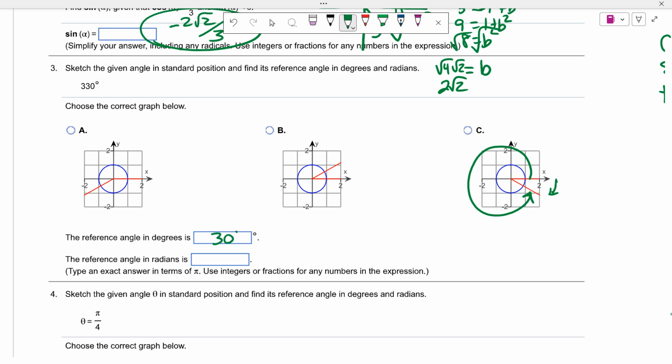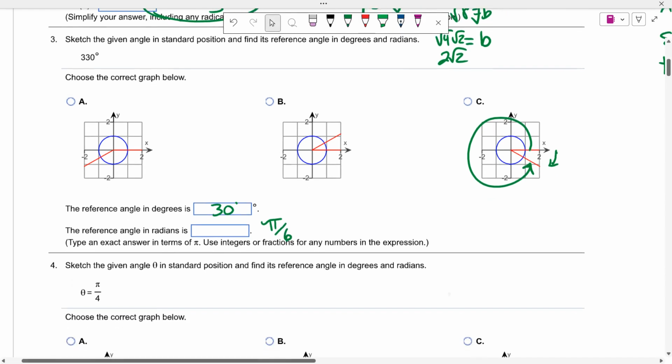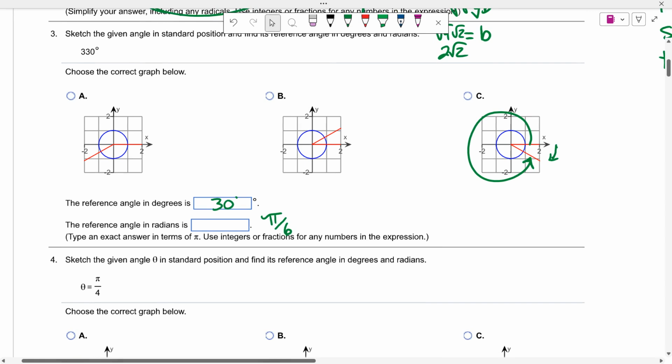30 degrees. In radians, what is 30 degrees? Well, you can look at your unit circle, look at 30 degrees, and see that it is pi over 6. That's its reference angle, pi over 6. So a 330 degree angle will use the same numbers as a 30 degree angle.